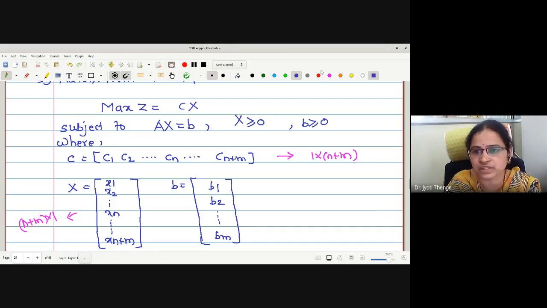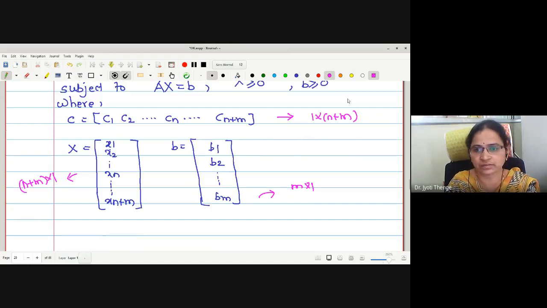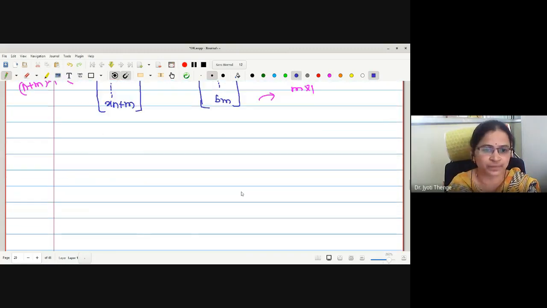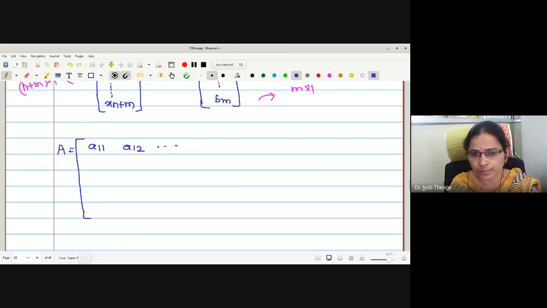What is the order of this matrix then? M cross 1, right? Now let me write a matrix A, the coefficient matrix. What is a coefficient matrix? First row: A11, A12 up to A1n, right?